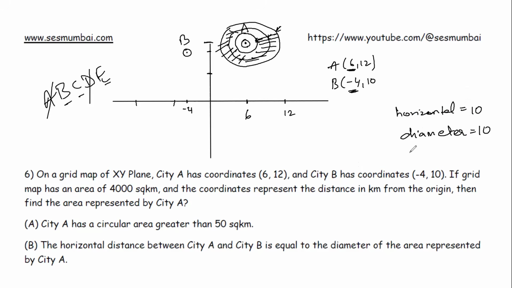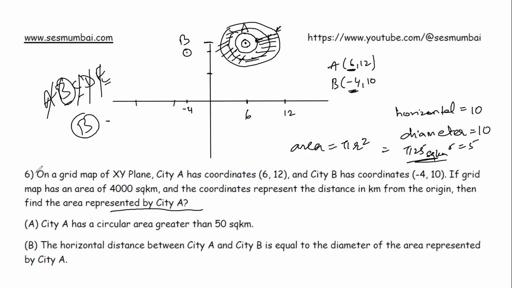So that directly tells us, then find the area represented by city A. The area is pi r square, and the diameter is 10, so the radius is 5. So that's 25 pi square kilometers. That gives us the answer. So B gives us the answer. C and E are out.